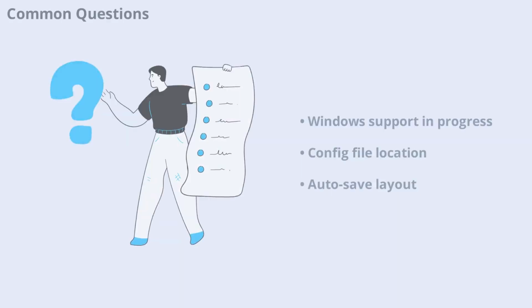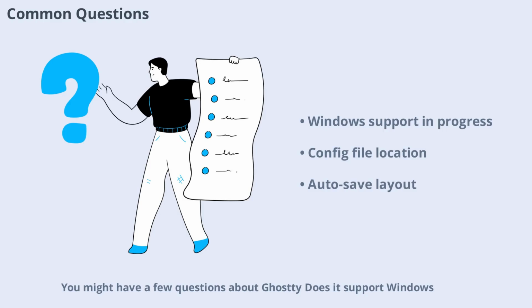You might have a few questions about Ghostty. Does it support Windows? Not yet, but support is in development. Where is the config file? You'll find it at .config/ghostty/config. Does the split screen layout save? Absolutely, just set Window Save State to Always, and Ghostty will restore your layout every time you open it. These features make Ghostty reliable and user-friendly for daily development.